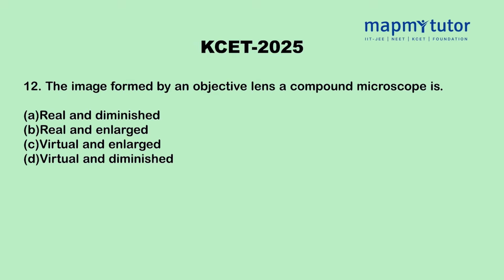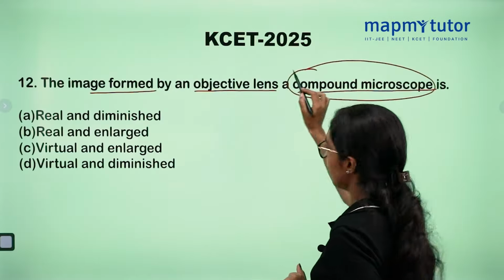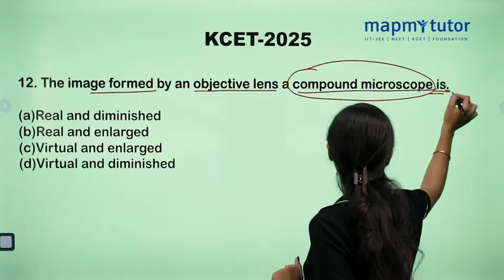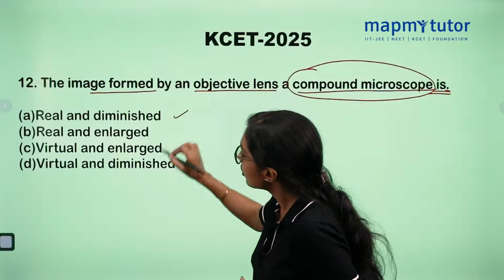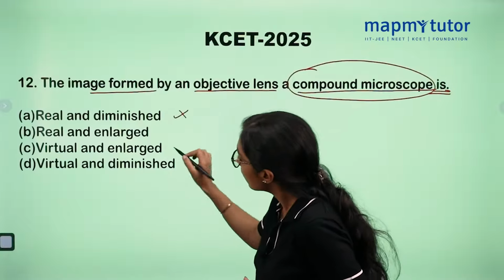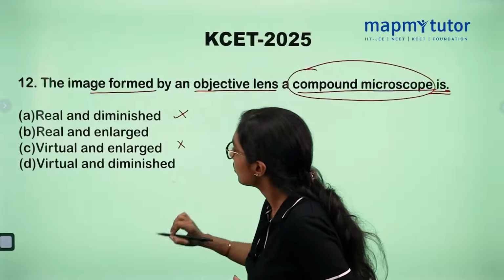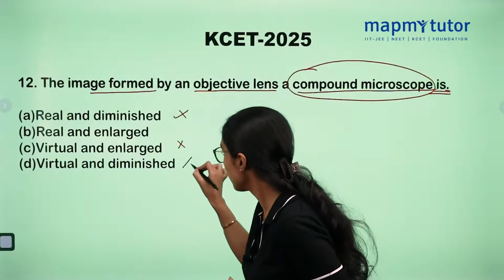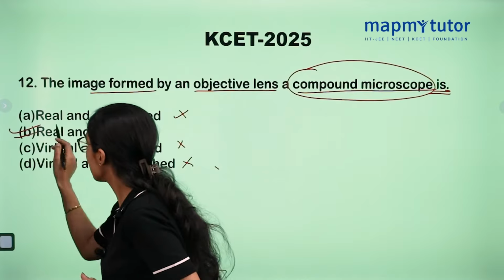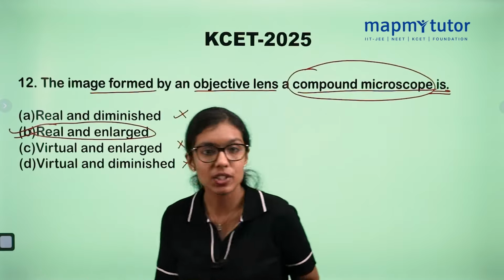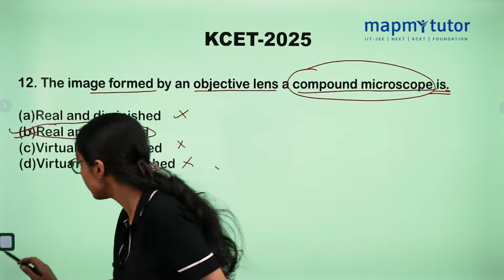The image formed by an objective lens in a compound microscope is real and diminished? No. Virtual and enlarged? No. Virtual and diminished? No. Real and enlarged? Yes. So it's a guiding question. There is no need of explanation in this. It's mentioned in your NCERT.